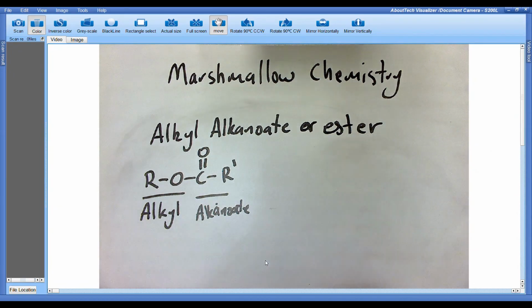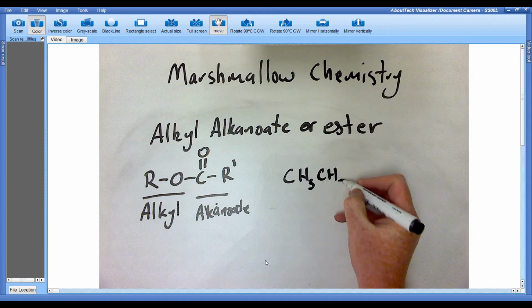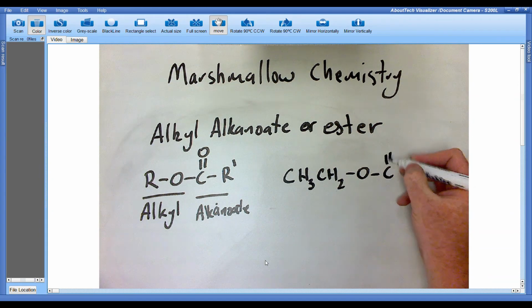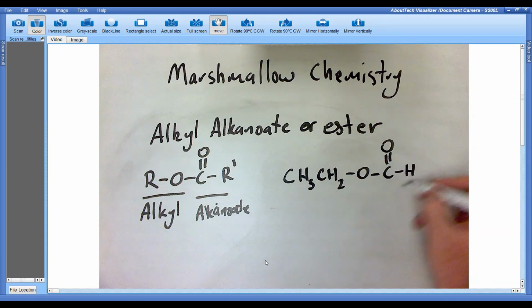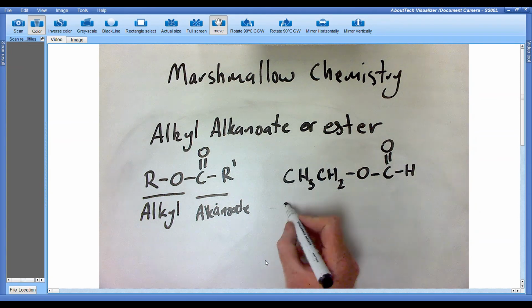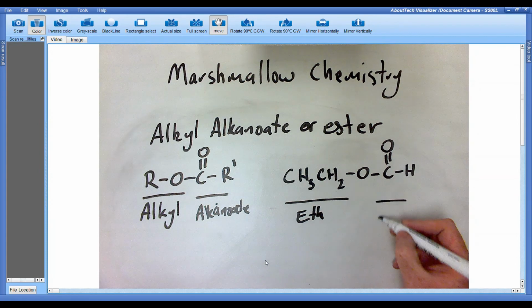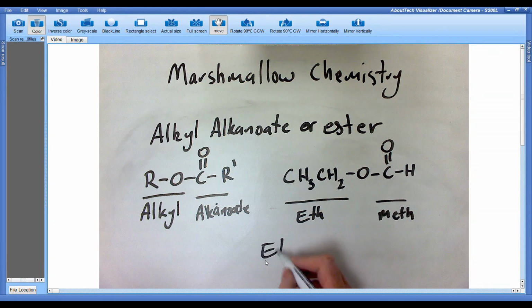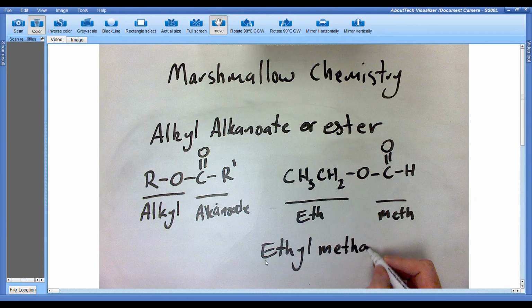What I'm drawing here now is the reverse. We have 2 carbons at the front, so CH3CH2 bonded to an oxygen, then bonded to another carbon with the double bonded oxygen and a hydrogen at the end. So with this one you'll see that the eth part of the chain is connected to the single oxygen, and the meth part of the chain would be connected to both oxygens. This would mean the name of this molecule would be ethyl methanoate.